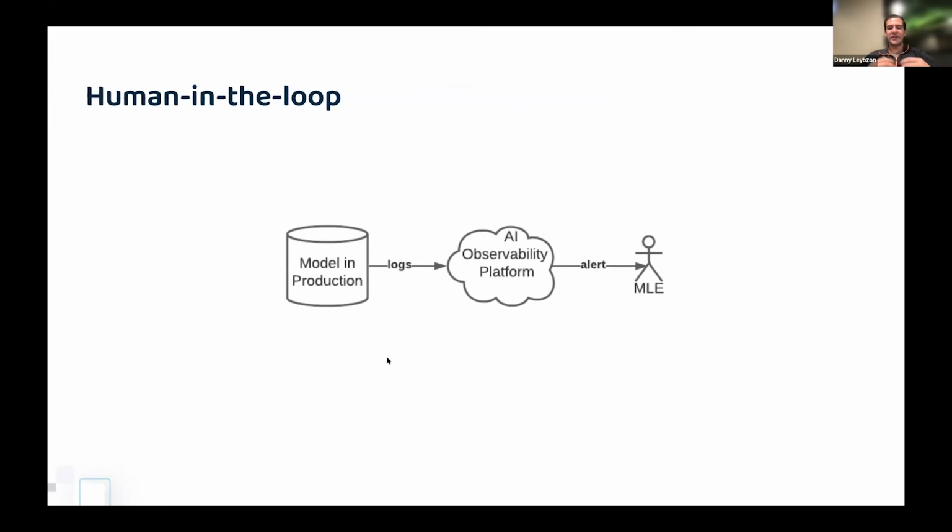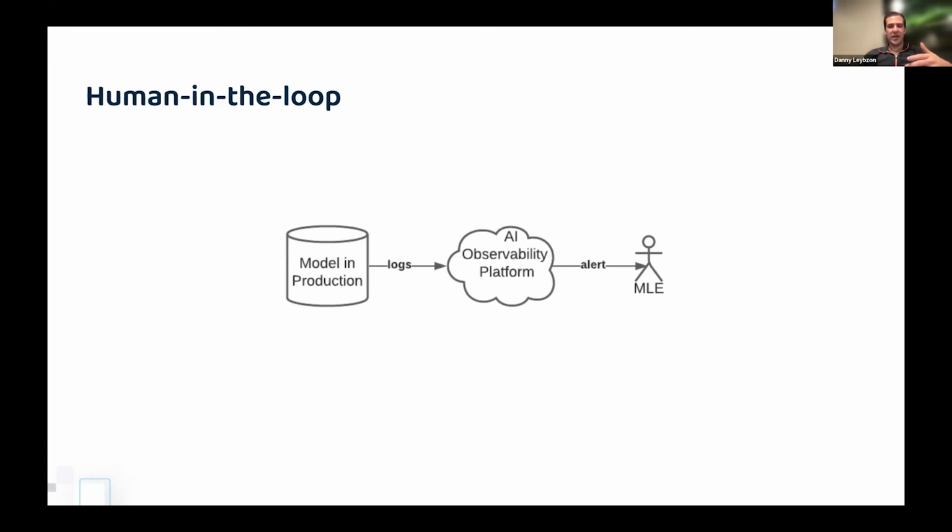But what's important is that this AI observability platform is able to send an alert to a machine learning engineer when something has gone wrong, when there's been data drift or data quality issues, when a model's performance has degraded, whatever it might be.